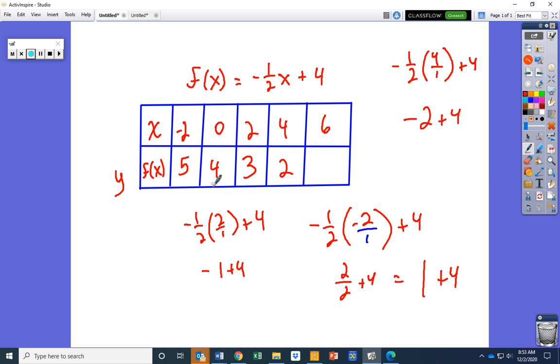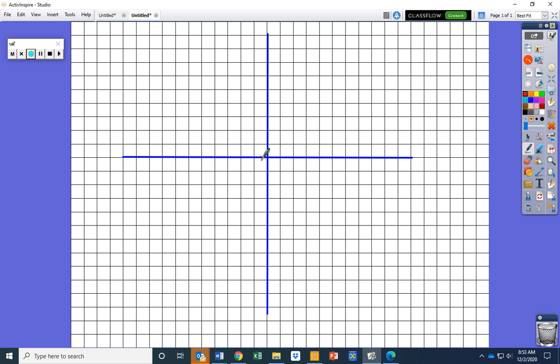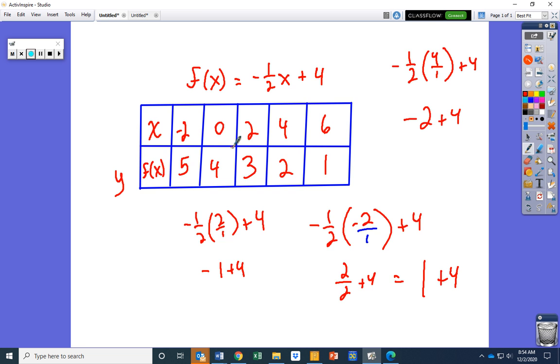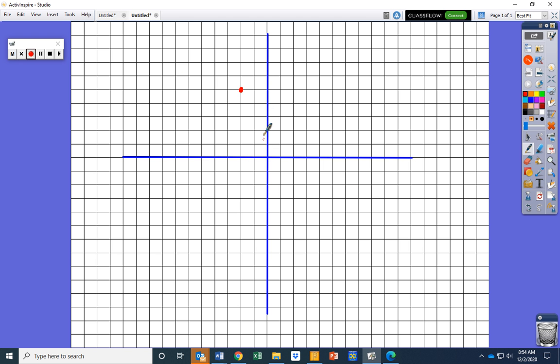Now, did you happen to notice a pattern here? Yeah, what's the pattern that you notice? 5, 4, 3, 2. What is this going to be? 1. Okay, and when I graph these, let's graph these. I have negative 2, 5. So negative 2, 5. And then I have 0, 4. So over 0, up 4.